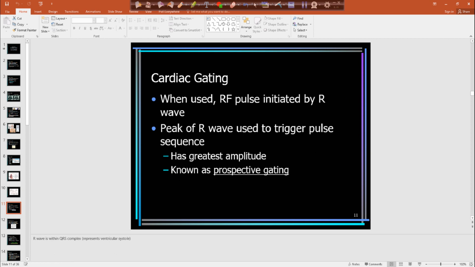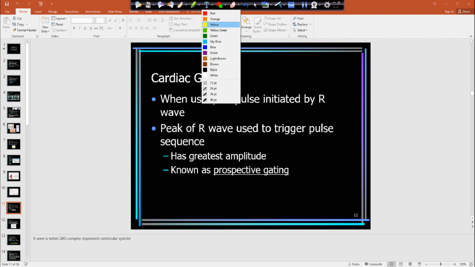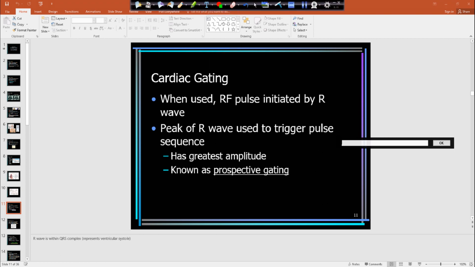So when we are using the cardiac gating, the RF pulse is initiated by our R wave. So our R wave is used to trigger our pulse sequence. And remember, our pulse sequence is typically going to be a gradient echo pulse sequence. And it's gradient echo because we usually can fill all the lines of K-space in one TR period because we have very short TR, very short TE.